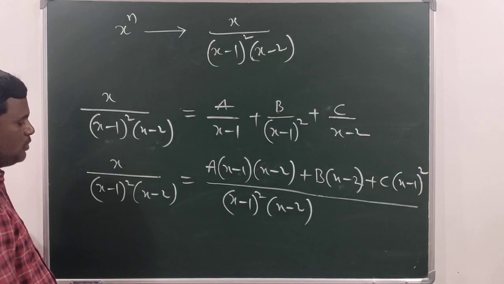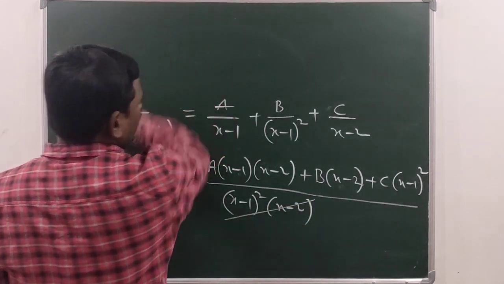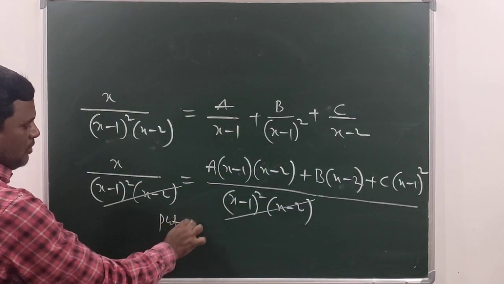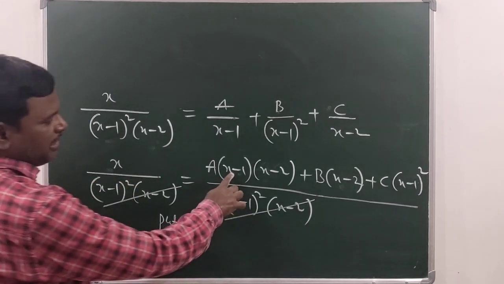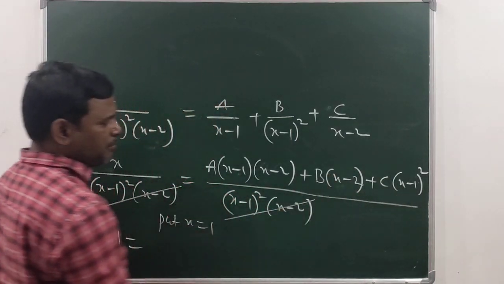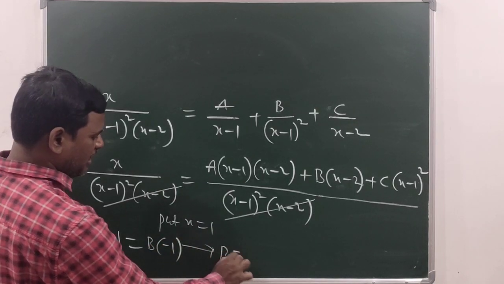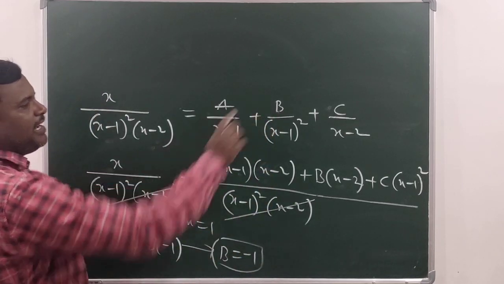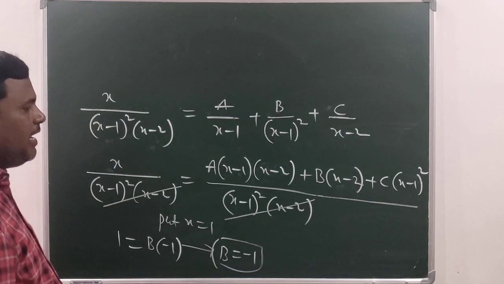ABC. So in the denominator we can cancel it. See here, how do we evaluate this? Put x equal to 1 on both sides. Here if you write 1, this part becomes 0, 1 minus 1 is 0, and here 1 minus 1 is 0. Here B of minus 1 you will get. Now simplify. Your B value will be minus 1. B value you got. Now think for A and C.